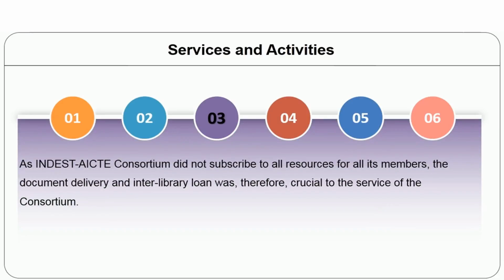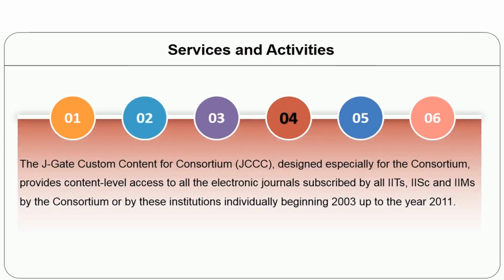Another activity is sharing. The INDEST-AICTE Consortium did not subscribe to all e-resources for all its members, so the document delivery and interlibrary loan was therefore a crucial service of the consortium. The JGate Custom Content for Consortium, that is JCCC, designed especially for the consortium, provides content level access to all the electronic journals subscribed by all the IITs, IISc and IIMs by the consortium or by the institutions individually in the beginning of 2003 and up to the year 2011.